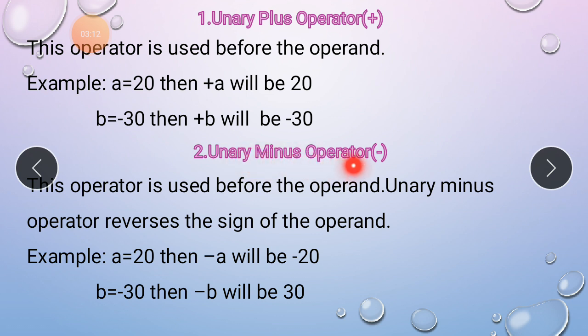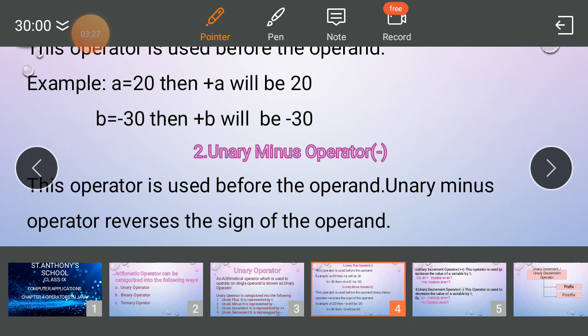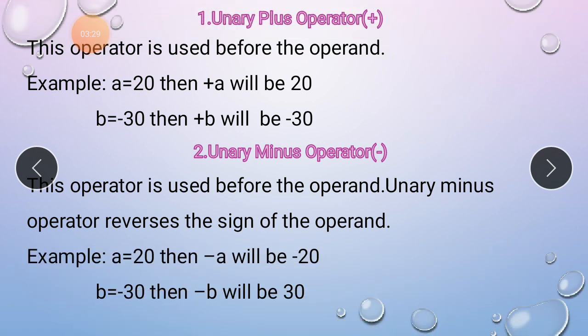Unary minus operator. This operator is used before the operand. The unary minus operator reverses the sign of the operand. Here the operand is A, and A is equal to 20. The operator is used before the operand, so we use minus A. It changes the sign of the value, so minus A will be minus 20.